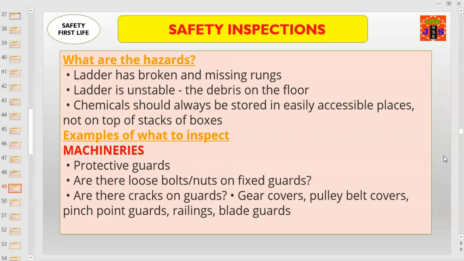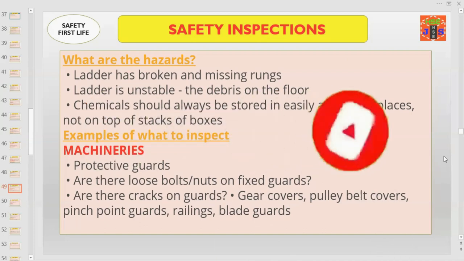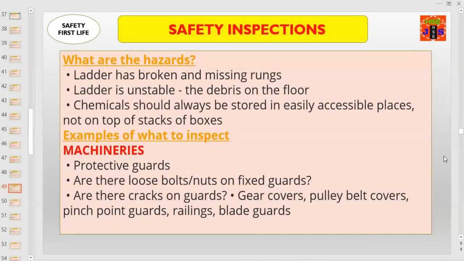Chemicals should always be stored in easily accessible places, not on top of stacks of boxes. As I told you, in the building there is machinery. Is the machine protected by protective guards? Are there loose bolts, nuts on the fixed guards? Are there cracks on the guards? Gear covers, pulley belt covers, pinch point guards, railings, blade guards. You have to inspect each and everything.